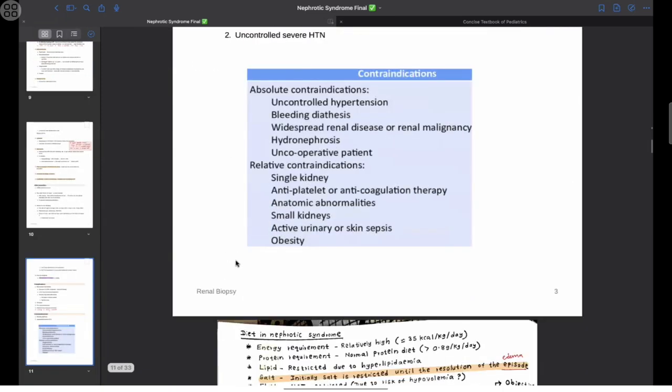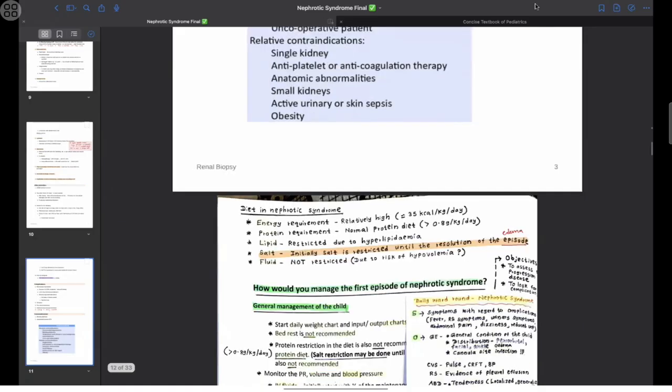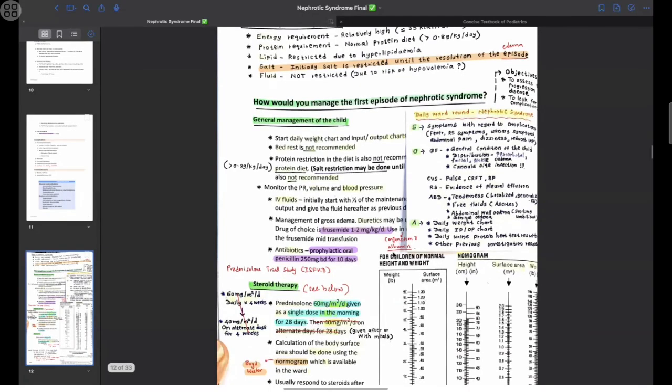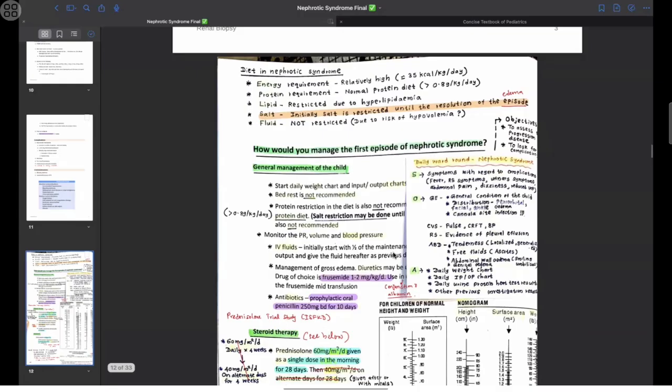Then when it comes to management, I think there is a lot of reading that you have to do, because I won't be able to cover everything. I'll just give you the topics as to what to study mainly and give the important points. If you have any questions, you can ask me. So what you need to know is the diet. How are you going to give diet?